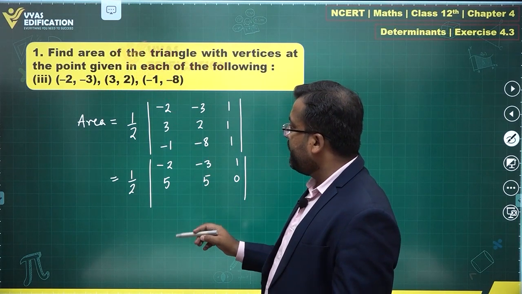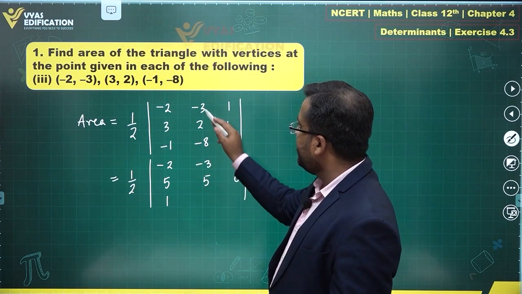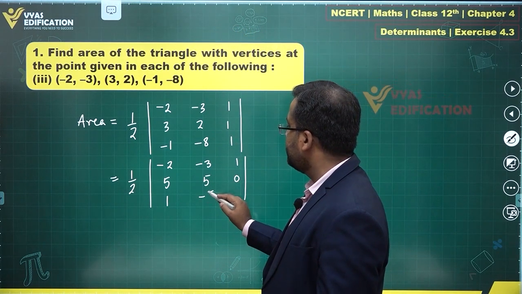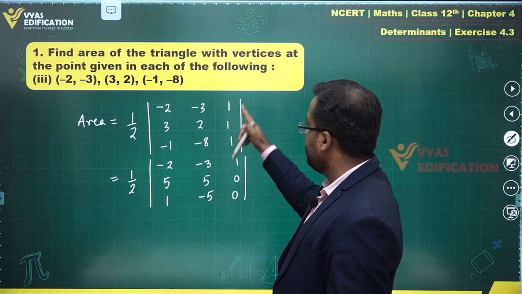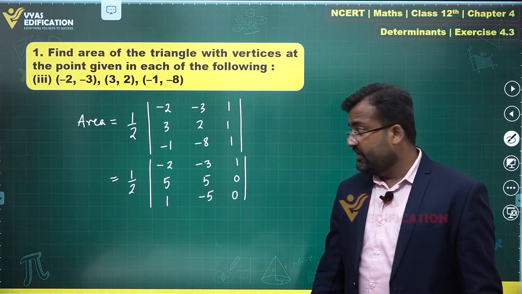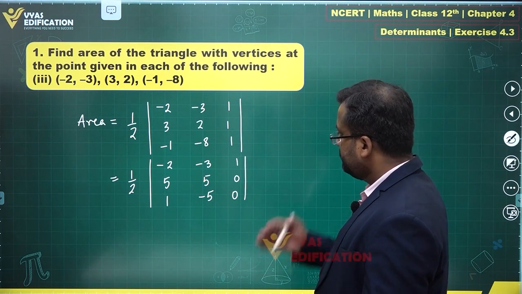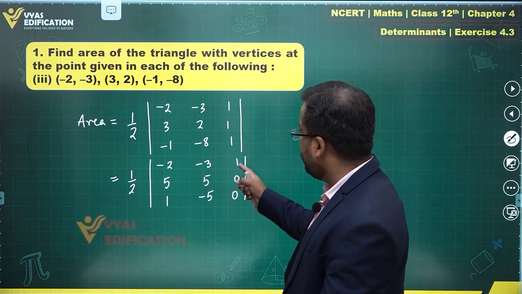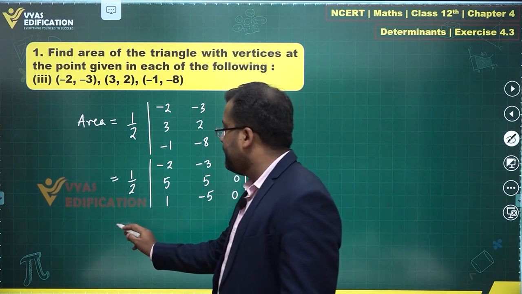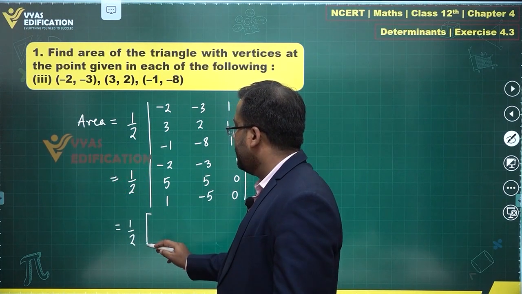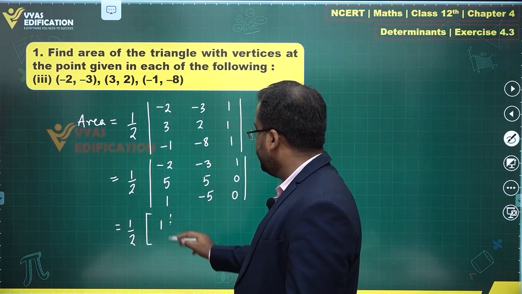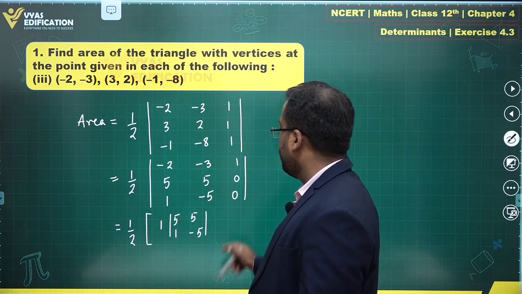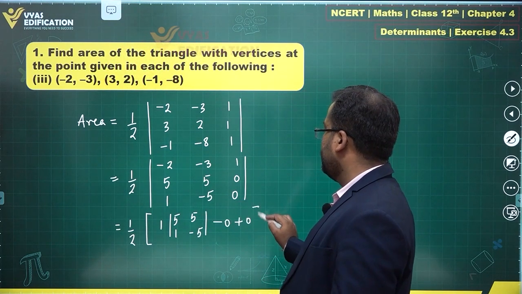Next. Minus 1 minus of minus 2 will become 2 minus 1, which is 1. Minus 8 minus of minus 3 will become plus 3. Therefore, minus 8 plus 3 will be minus 5. And you have a 0 over here, 1 minus 1 is 0. Is that okay? Yes. That's pretty simple. I can create some 0 here also, but another thing that can be done is simply expand along this column. If you expand along this column, what you'll get is 1 times the determinant 5, 1, 5, minus 5, minus 0 and plus 0. This is what you'll get.